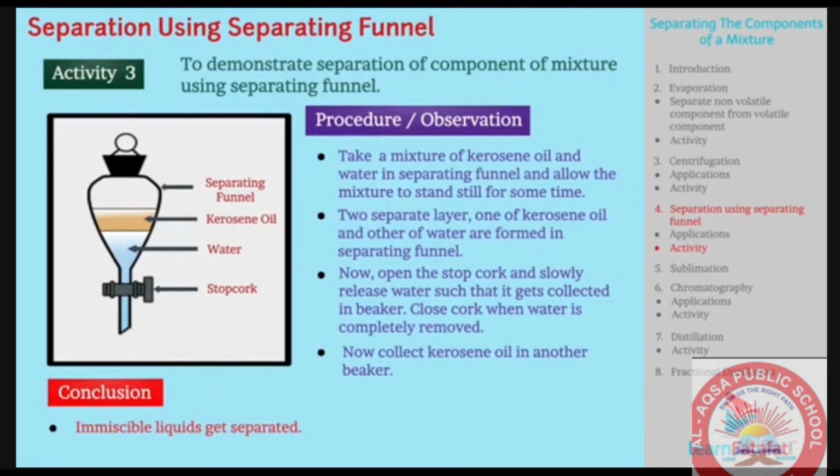Now let us discuss activity 2.6. We have to take a mixture of kerosene oil and water. Pour this mixture into a separating funnel. Let it stand undisturbed for some time so that separate layers of oil and water are formed. Open the top cork of the separating funnel and pour out the lower layer of water carefully.